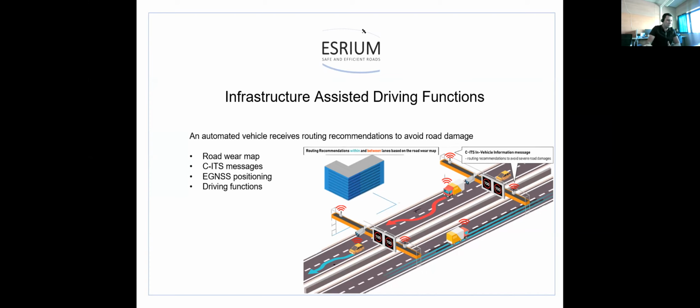So the expectation or conjecture is that such vehicle traffic can induce excessive rutting. In order to prevent this, we have thought about specific scenarios and use cases as a basis for development of our driving functions. This is based on the road beer map, which was introduced by Johanneum, and CITS messages, which collect this information and distribute it to the connected vehicles. The vehicle equipped with a precise localization system can then take this into account in the form of new driving functions.